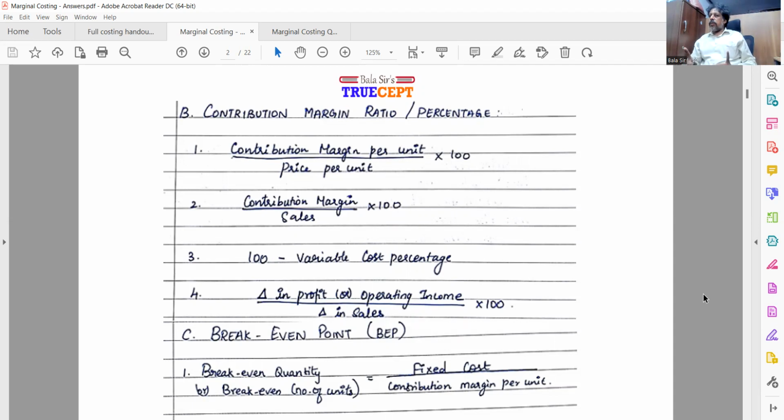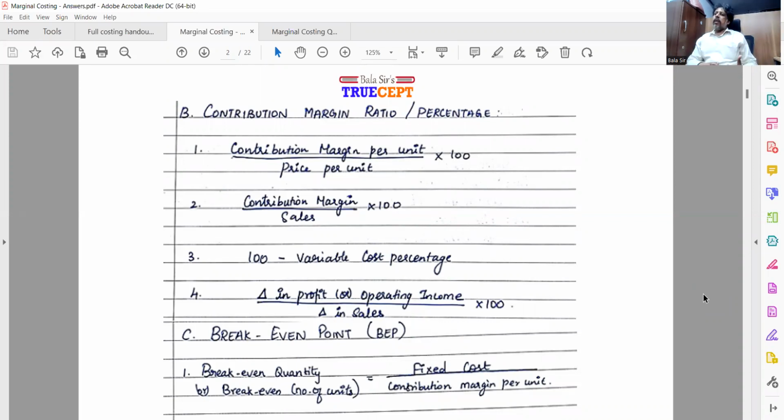There is one more equation for finding the contribution margin percentage: change in profit or operating income divided by change in sales into 100. That is why it gets the name PV ratio. Change in profit divided by change in sales into 100. For example, take year one. What is the profit? 60,000. And year two, what is the profit? 1,08,000. So the change in profit is 48,000 rupees.